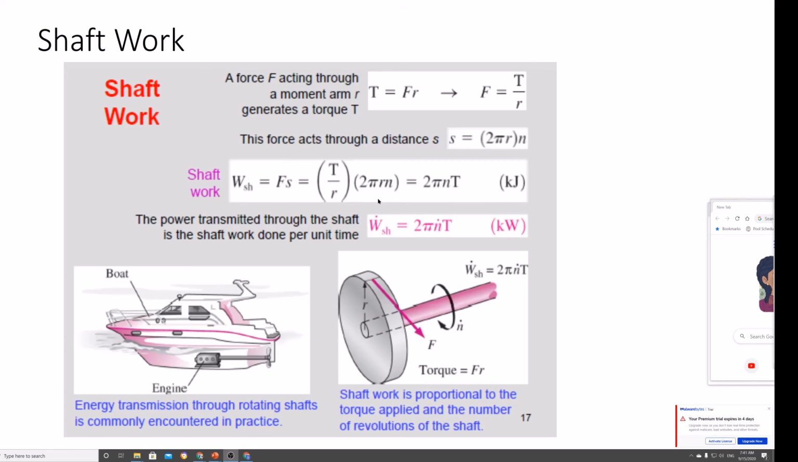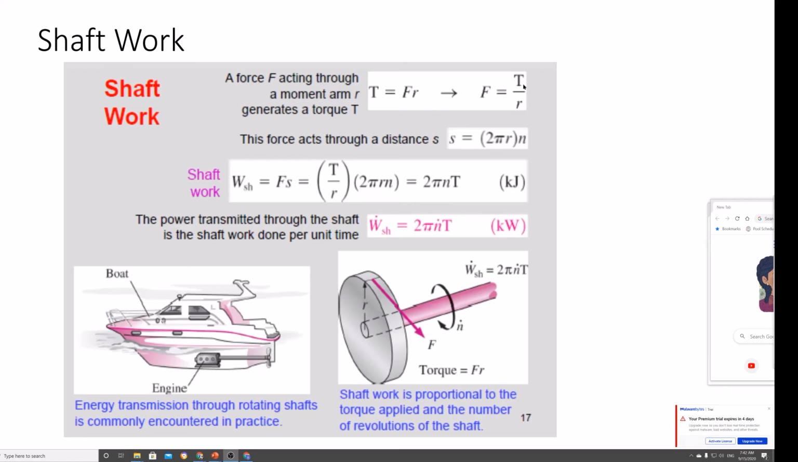Now, the work actually being done, we can look at in terms of force times distance, as before. How would we represent distance? We would think about a point on the outer surface of the wheel, in this example. That's just going to be 2 times pi times r times the number of times it rotated around. If we took a point here and tried to figure out how far it moved, it would be 2 pi r, which is the circumference, times the number of times it went around.